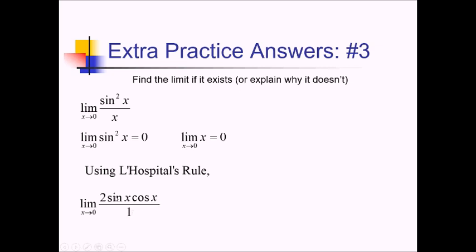So all I have to do at this point is plug in 0 to sine of x cosine of x. Sine of 0 is going to be 0. That zeroes out the whole numerator. So this whole thing just comes out to 0 over 1, or simply 0.